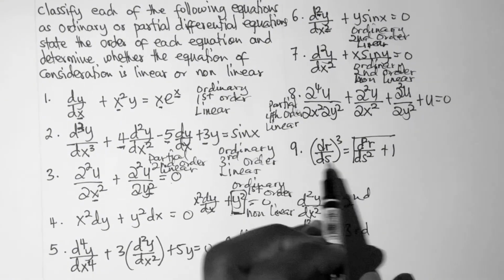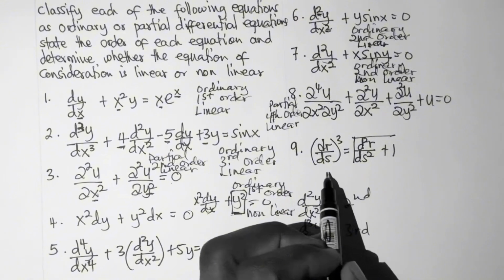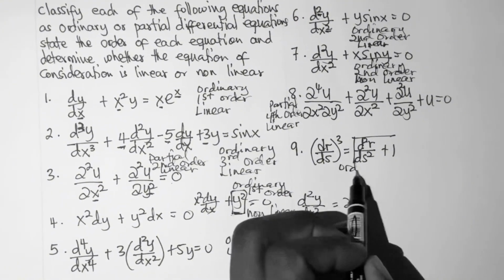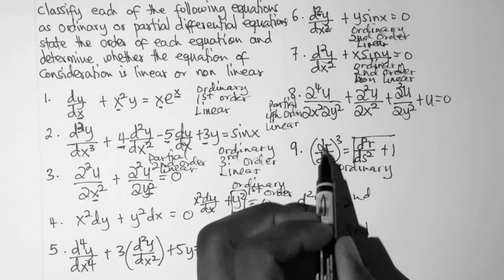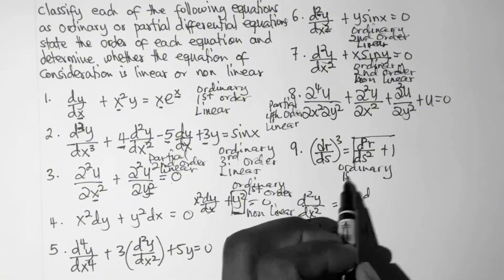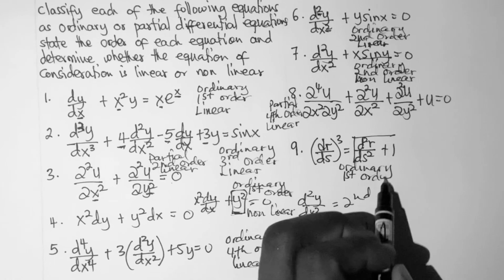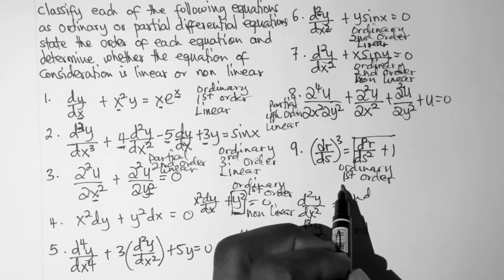Then let's talk about the last one. Now you see that this is an ordinary differential equation. And then the order is first order, because it's the RHS. So this is a first order differential equation. And then it is non-linear.